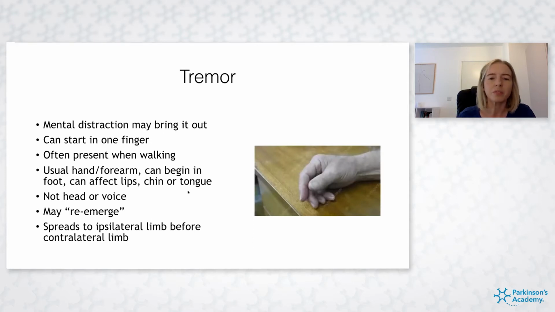side. In IPD, patients can also have a tremor affecting their chin, lips, or tongue. We don't typically see a head or voice tremor with idiopathic Parkinson's disease. And if you see this, you'll be thinking more along the lines of essential tremor.